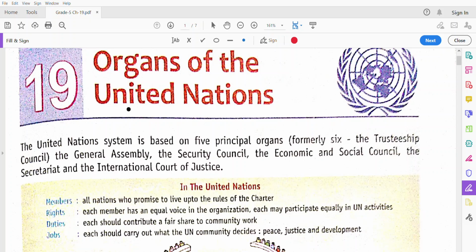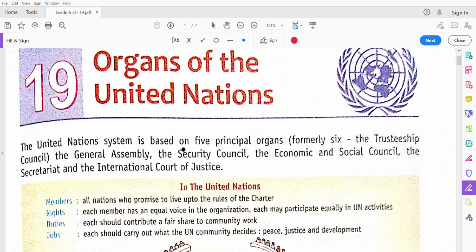In the previous chapter, we discussed why the United Nations was made. It was made to create peace in the world. Now in this chapter, we will discuss the functions of the United Nations, how it works, and which organs are there in the United Nations.